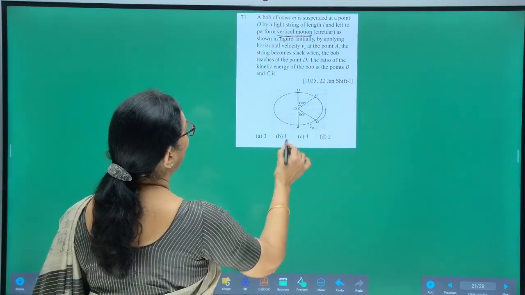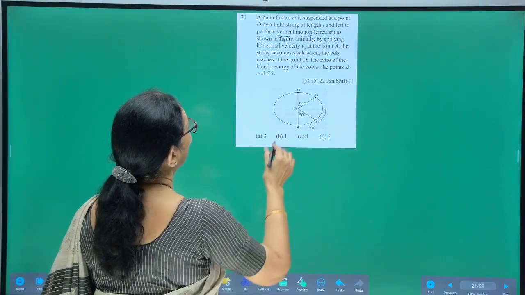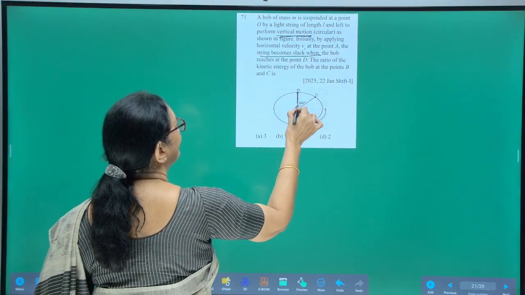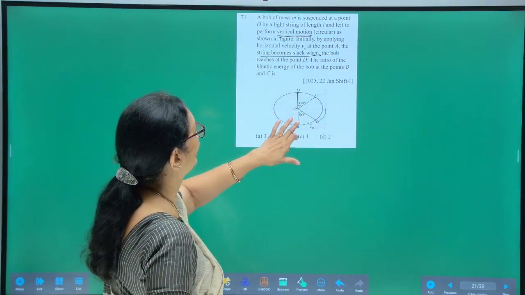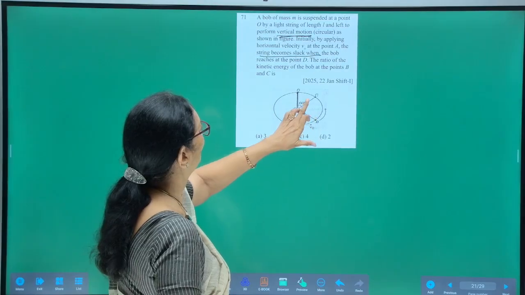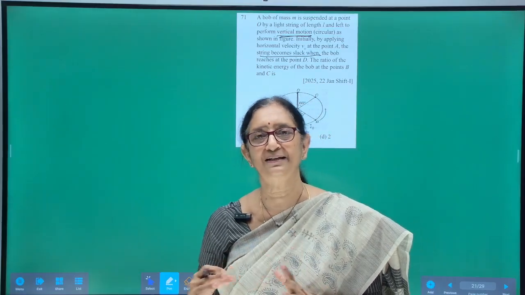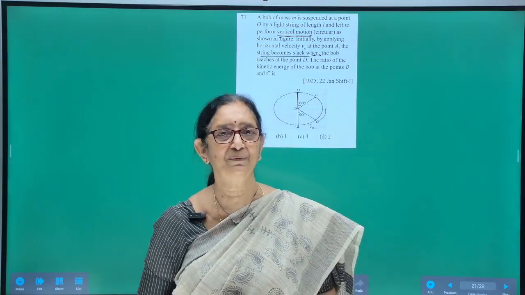By applying initial velocity V0, the string becomes slackened. This is the most important word. The string just slackens at the point D. Find the ratio of kinetic energy of the bob at the point B to C. See here, first, actually in the synopsis I explained everything. You have the shortcut formula also.